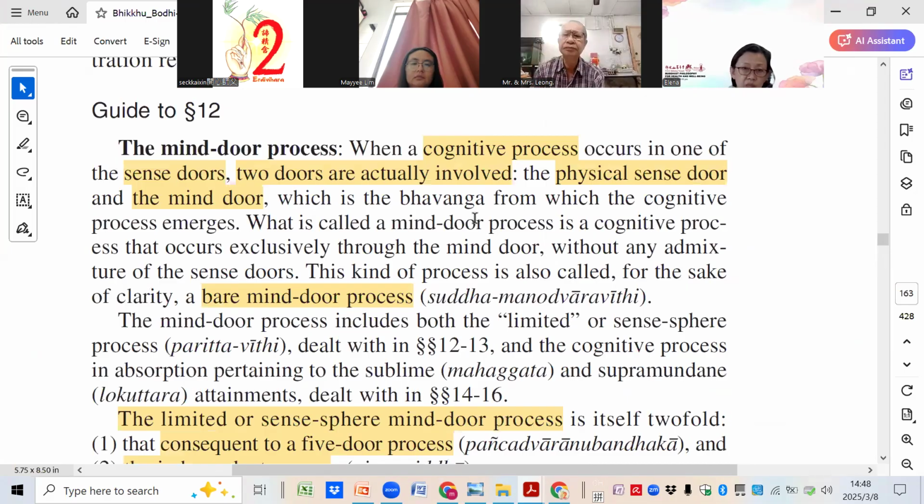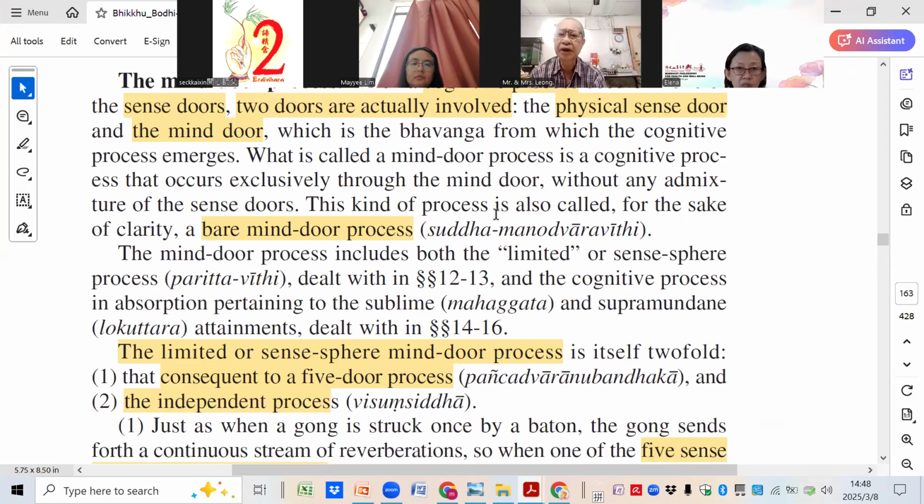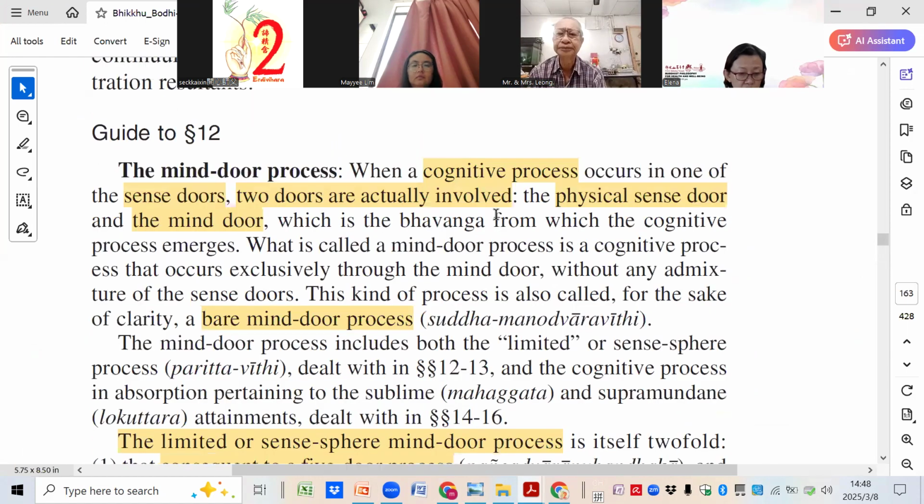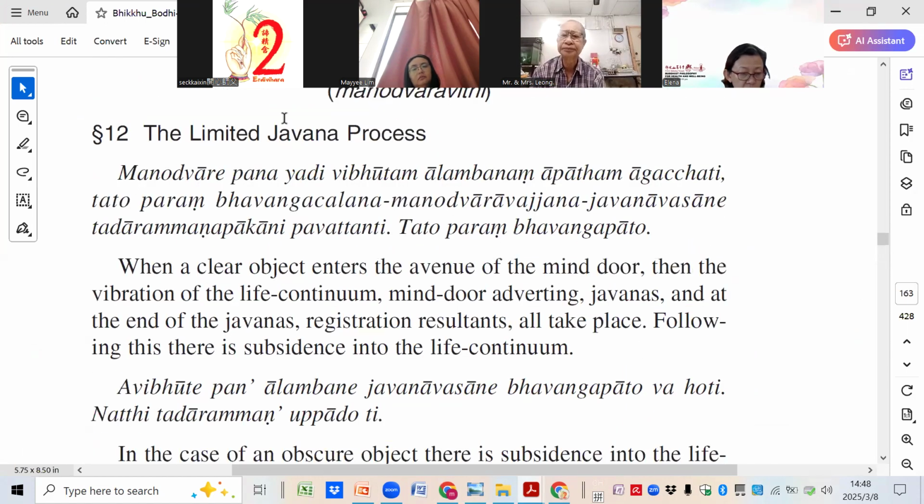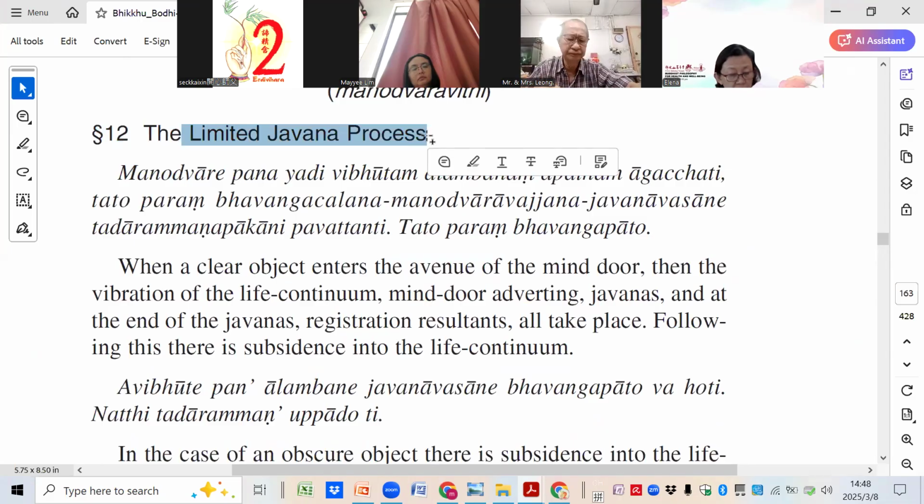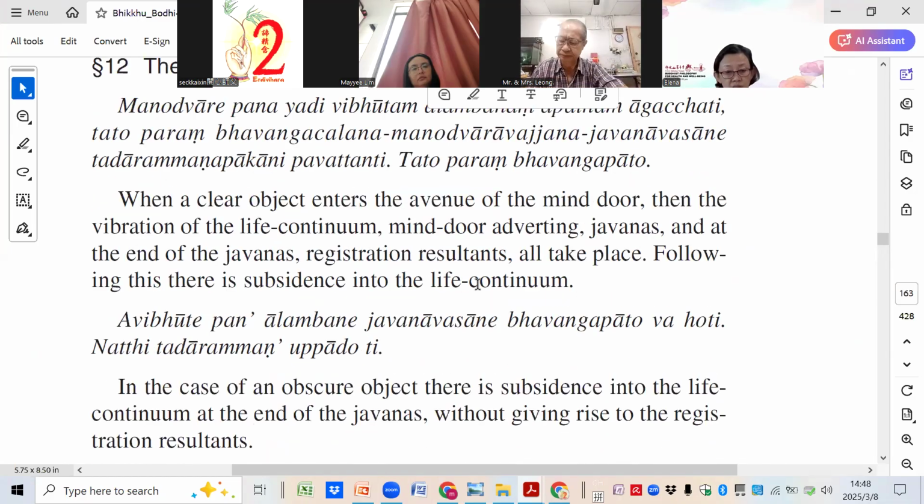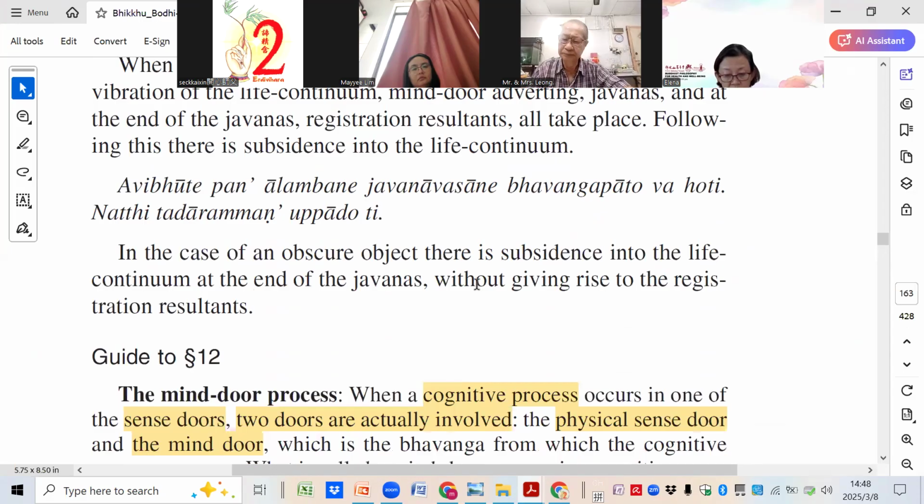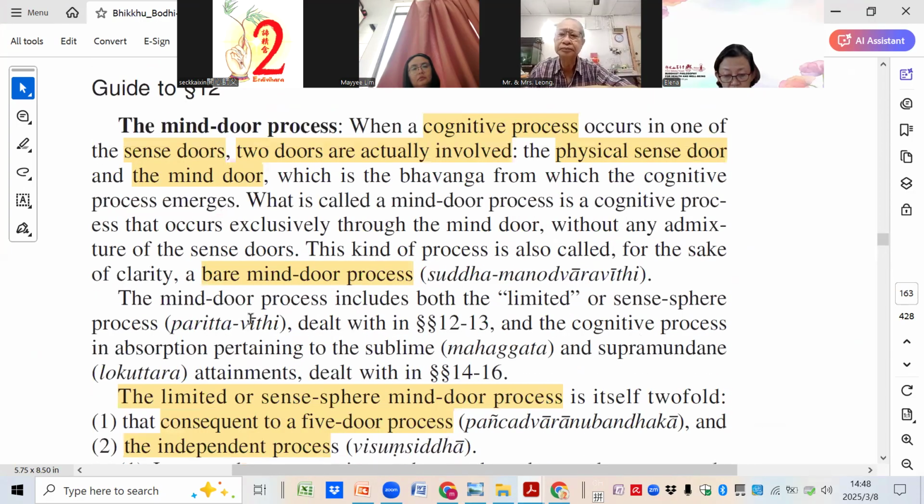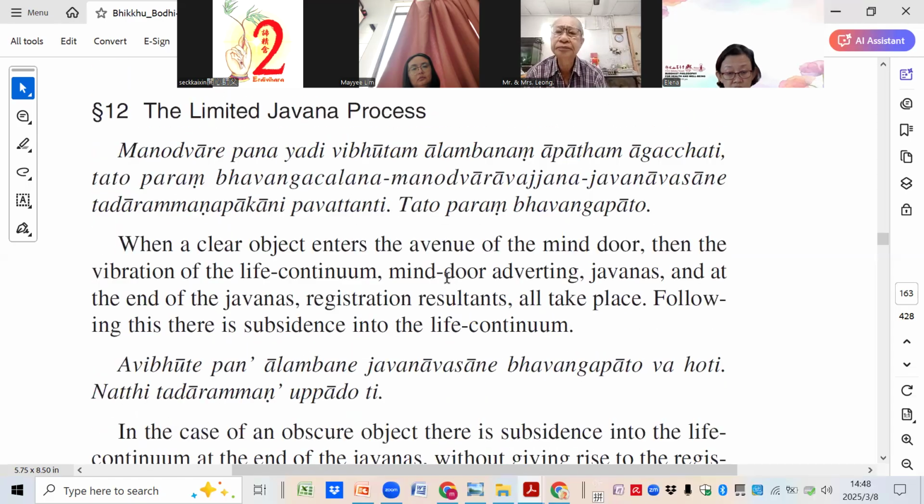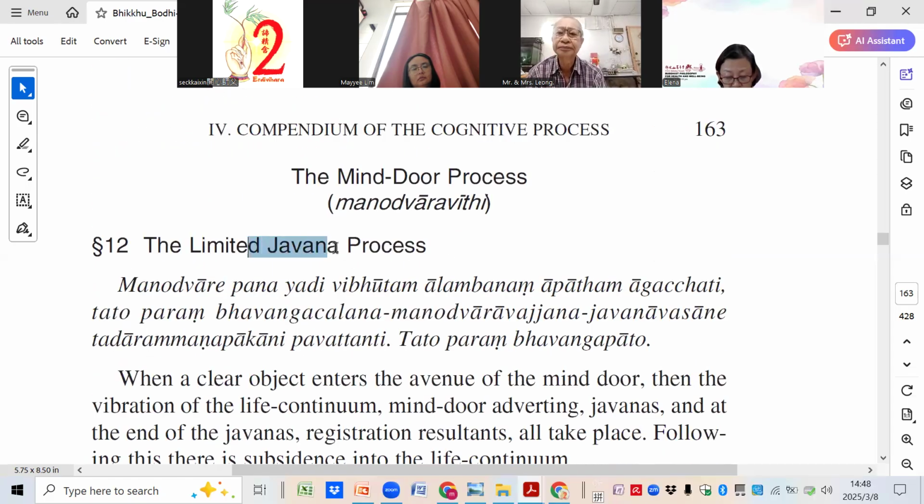A few things. Number one, what we learn here we call the mixture. You see, our title is the limited jhana process. Why is it limited? Because it involves both processes. Actually, it comes with two. It could be bare mind, but after the limited jhana process, meaning it's the mind door process.